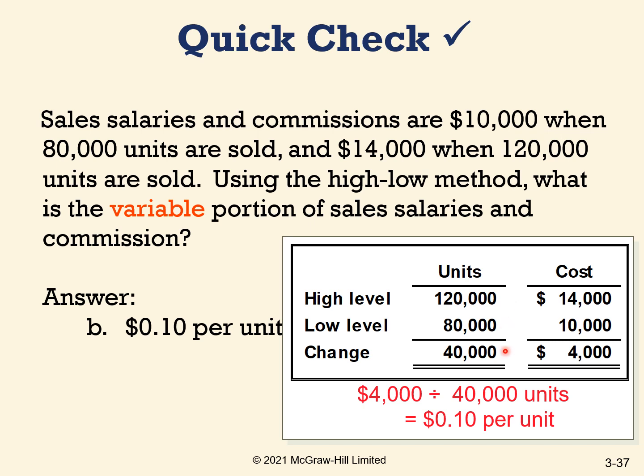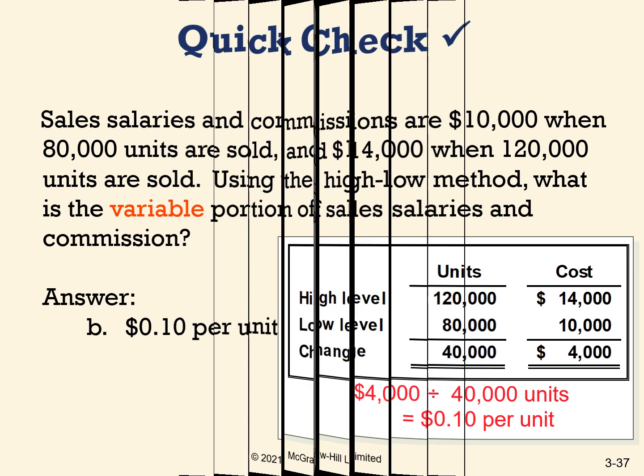We're going to do the same thing with the cost, so our high cost was the $14,000 minus our low level cost of $10,000 to give 4,000. Then we're going to divide the total change in the cost of $4,000 by our 40,000 units to get a cost per unit of 10 cents per unit. So this is going to represent the variable portion of our sales, salaries, and commissions.